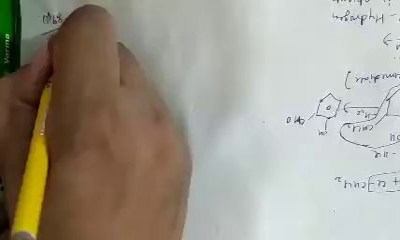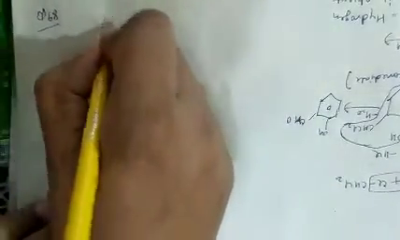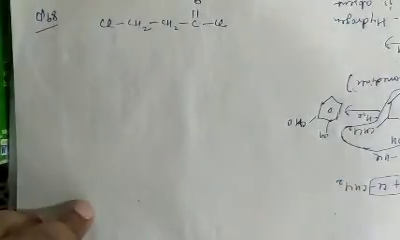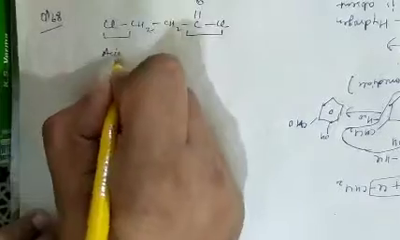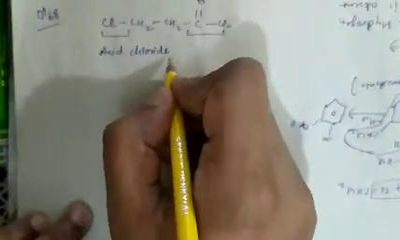In question number 68, the question is the major product of the following reaction. As there are two groups present, CH3CH2 and C double bond O Cl, as we know this is an acid chloride, this is an alkyl halide. So the acid chloride is more reactive.